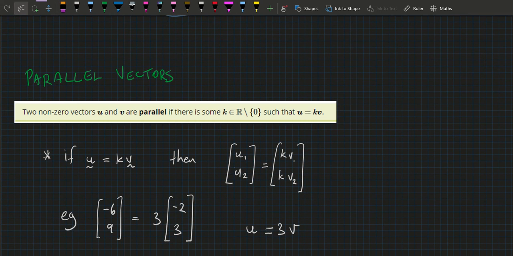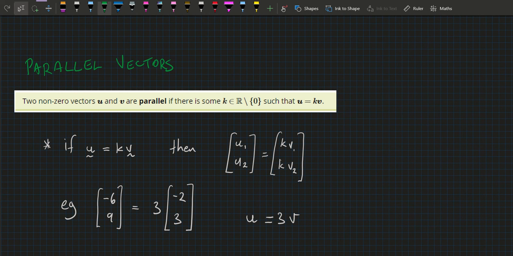Parallel vectors, well, that goes back very much to our scalar multiplication, okay? So I should mention that here. It's sort of the same idea as scalar multiplication. There's a real problem with this pen at the moment.